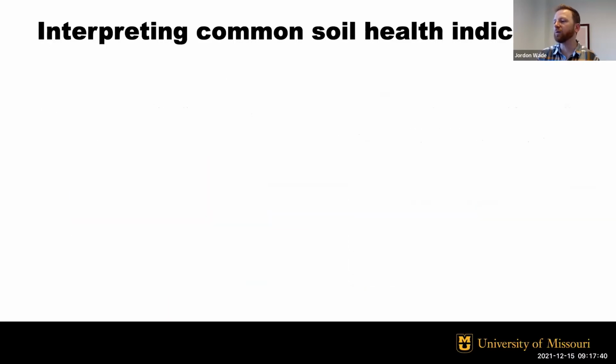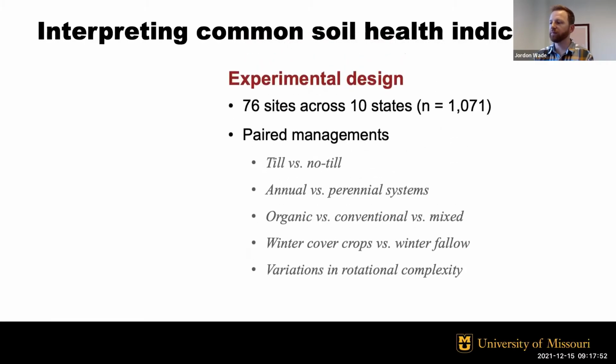So how do we bring those two measurements together to guide management, to start moving towards an outcome of interest? This was some work I did during my master's. We had 76 sites spread across 10 different states, and about 1,100 individual observations. At each site, we looked at specifically paired managements, so one half of the field has one management and the other half has another.